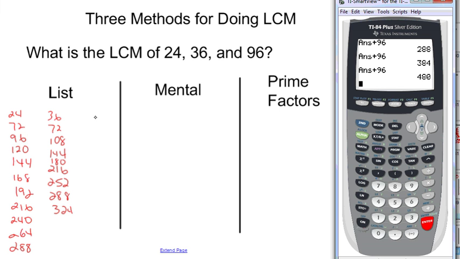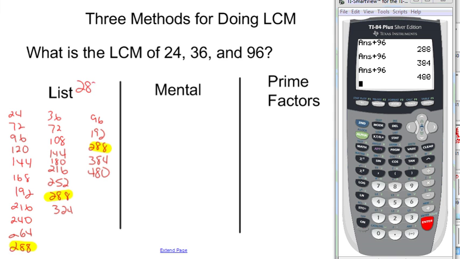96, 192, 288, 384. This list is getting bigger faster because I'm counting by 96s. 480. Well, with a quick scan, you'll see there's 288 in this one, 288 in this one, and 288 in this one. Okay? So, the answer is obviously 288.